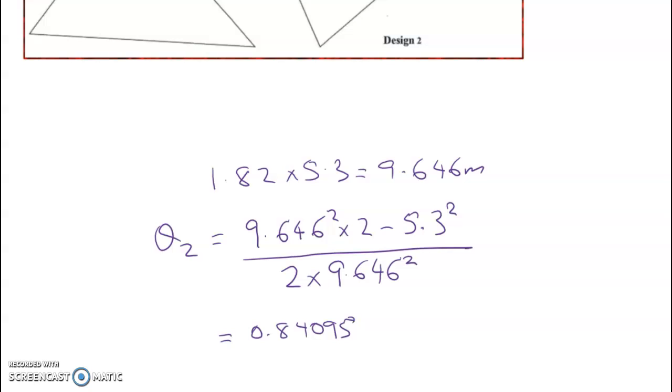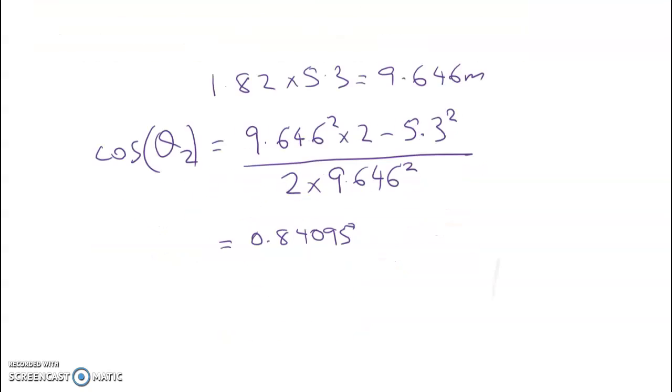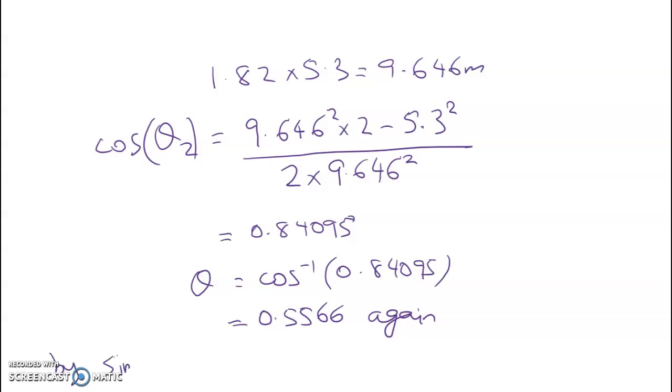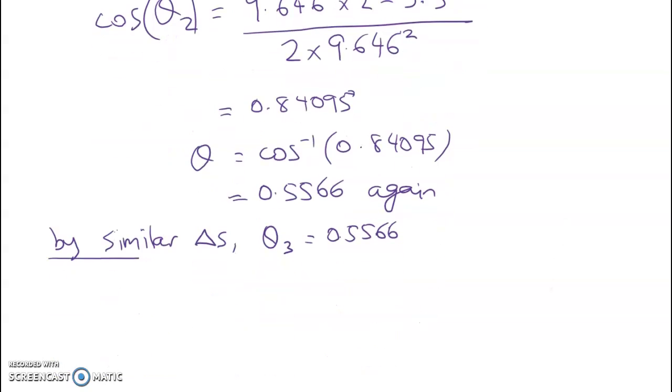So that's not quite right. That's cosine of theta 2, sorry. And that means that theta is the angle whose cosine is 0.84095. So theta is equal to 0.5566 again. And then by similar triangles, theta 3 is also equal to 0.5566.